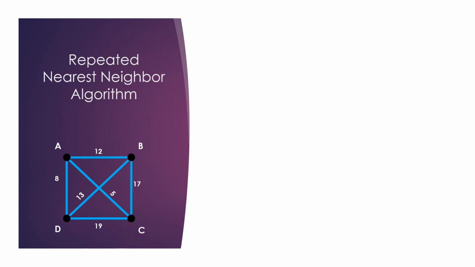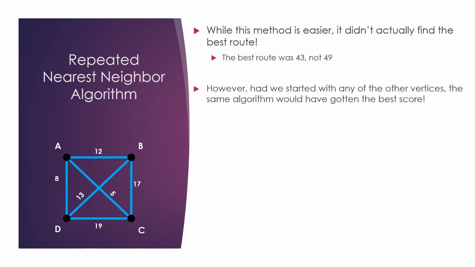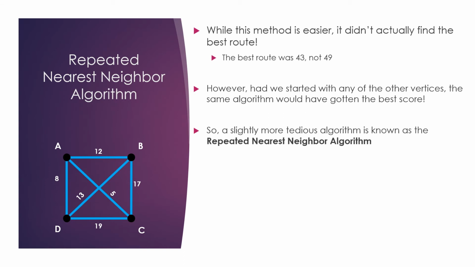So before we start celebrating our cool result of 49, that wasn't actually the best route. The best route was actually 43. This is the example we did the brute force on, so if you go back, you can check. But had we started with A or C or D, we would have gotten a better score. So it turns out the vertex you pick at the beginning does have an effect, but you can't tell until you check everything. Well, why not check everything?